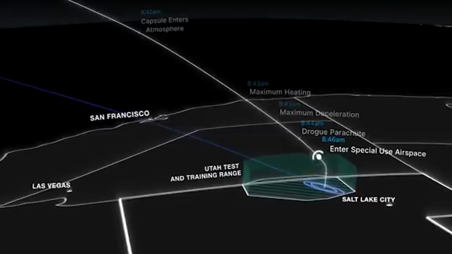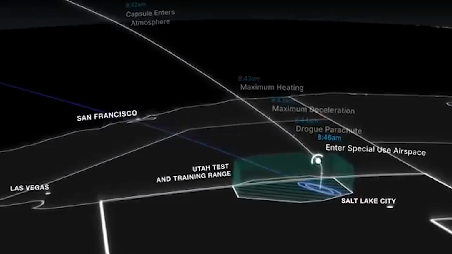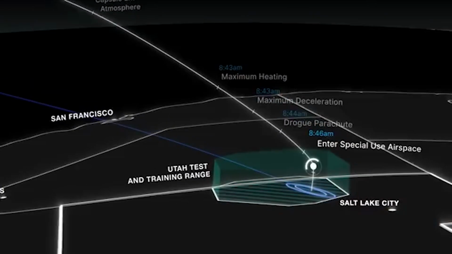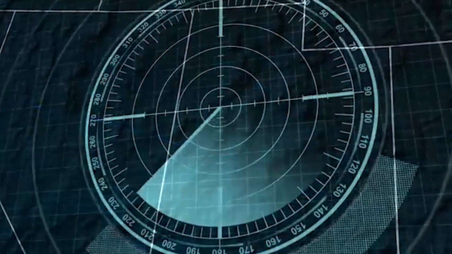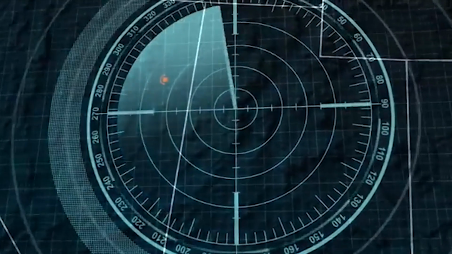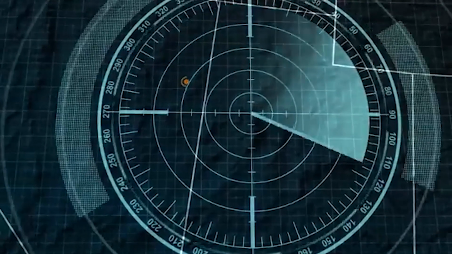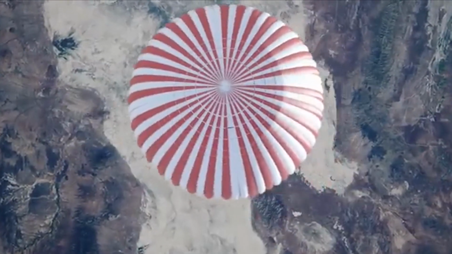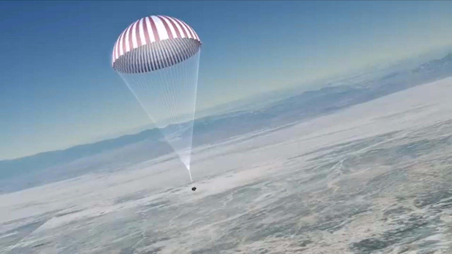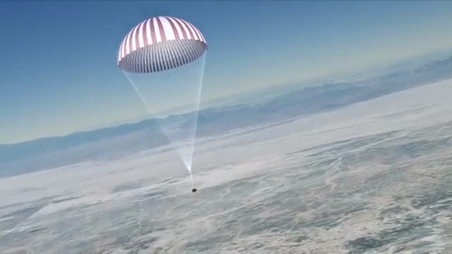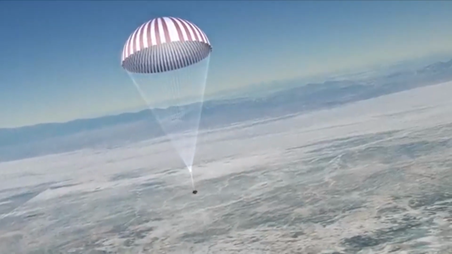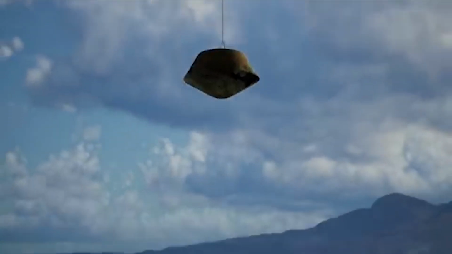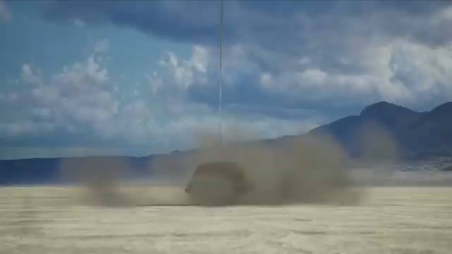The capsule will enter special use airspace at 8:46 a.m., almost 10 miles above the Department of Defense Utah Test and Training Range. Radar stations will lock on and track it to within 30 feet of its landing site. At 8:50 a.m., the capsule will extract and deploy its main parachute 1 mile above the ground. It will make its final descent at a leisurely 11 miles per hour, like a marathon runner savoring a victory lap, before touching down in the desert soil at 8:55.